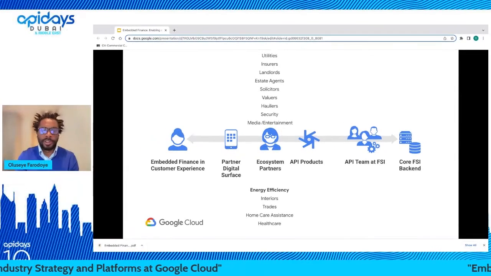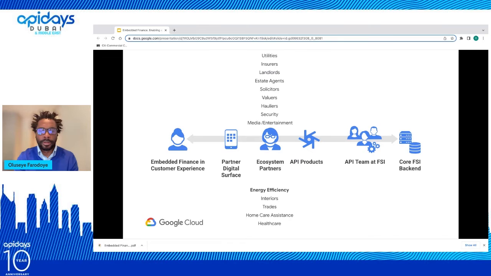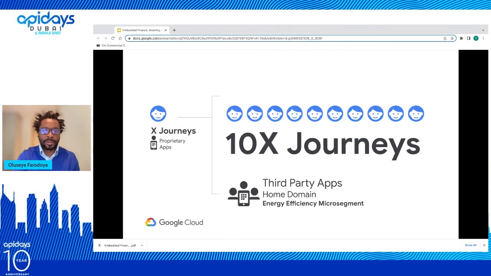So if you take energy efficiency as an example, you start to see interiors, trades, home care assistance, and healthcare as segments that start to emerge within just the home domain ecosystem as a whole. You've still got utilities, insurers, landlords, estate agents. If you take energy efficiency, you can start to imagine the sort of APIs that could emerge within interiors, trades, home care assistance, and healthcare. And this really starts to multiply the kind of journeys that you're looking at.